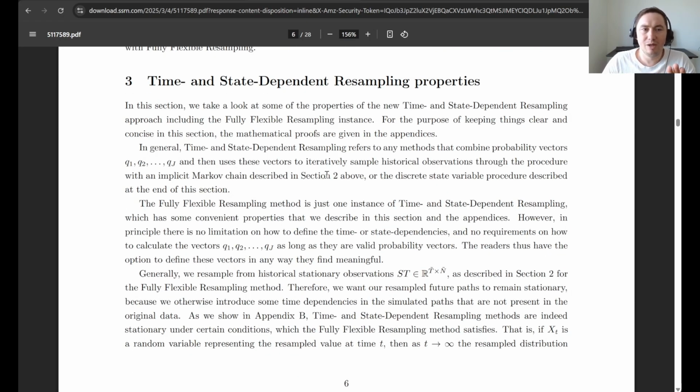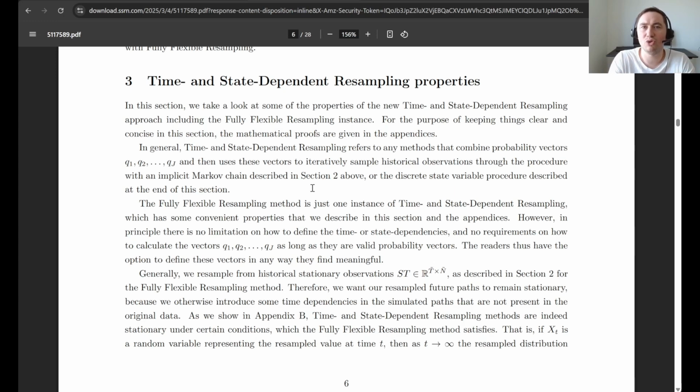So before we get to the case study, there's this section that proves all the nice properties of this new fully flexible resampling method, and more generally the time and state-dependent resampling class. So basically this fully flexible resampling is just one instance of how you can do this time and state-dependent resampling. If you come up with some other ways of doing that, that's perfectly okay, as long as it satisfies some structure that we present here, then everything will work out fine.